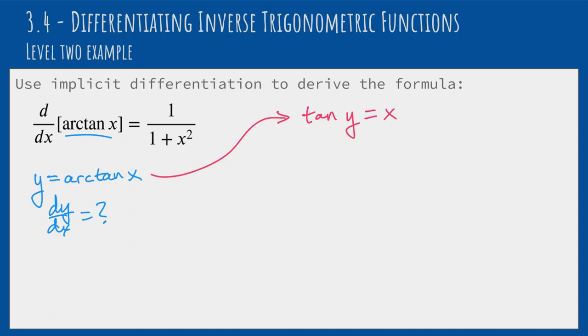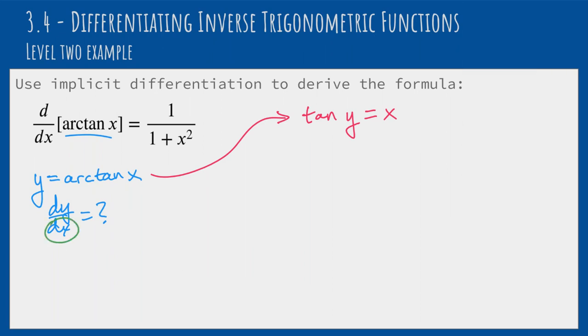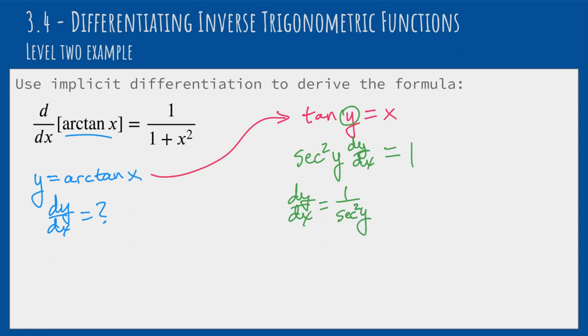Then I'm going to use implicit differentiation to take the derivative of both sides of that with respect to x. I'm doing this with respect to x because I want to know what dy dx is. The derivative of tangent is secant squared, but I'm going to keep that y in there. And remember, with implicit differentiation, that y is the inner function, so we have to multiply by the derivative of the inner function, which is dy dx. On the right side, the derivative of x is 1, and then we solve for dy dx. So we get dy dx is equal to 1 over secant squared of y.